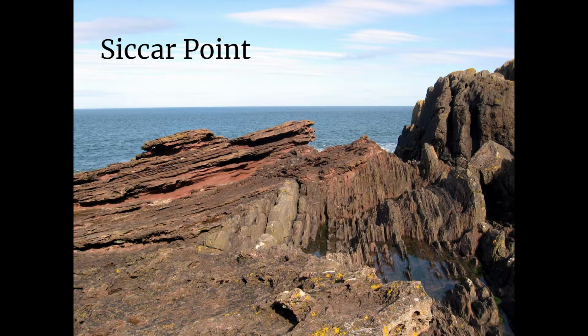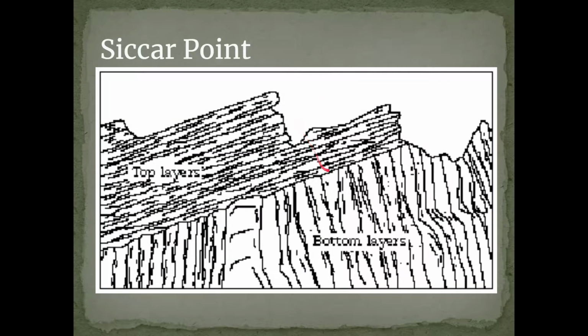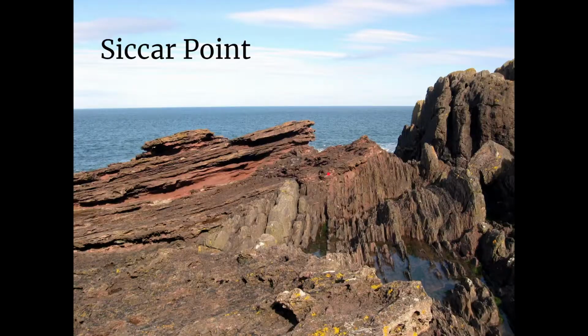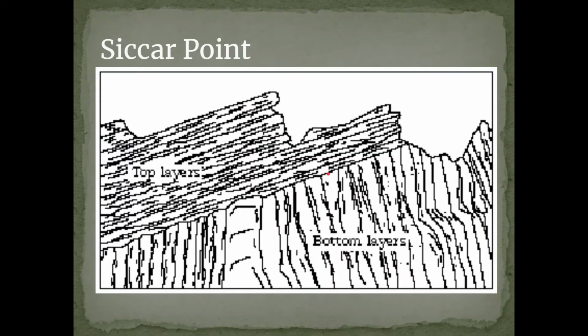So, what about this? Here's this historic Siccar Point. I'll go ahead and turn it into drawing form again. We've got sedimentary layers here, right? We've got those top layers and then the bottom layers. Is this an unconformity? And where is it? It's right here, right? You've got top layers that are mostly horizontal, and you've got this other stuff that's at an angle to it. So this is an angular unconformity.